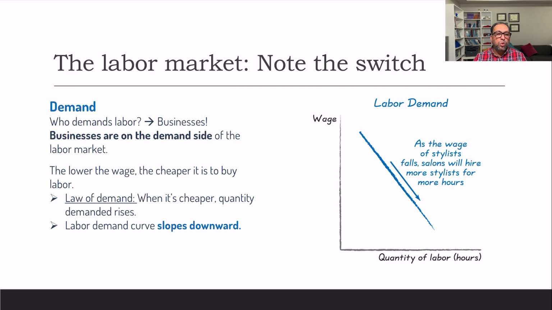Now the demand: who is demanding that labor? The employer or the business. Businesses are on the demand side of the labor market, and the lower the wage, the cheaper it is to buy labor. So law of demand: when it is cheaper, quantity demanded rises. When labor is at a higher wage, it is going to be less demanded, and that's why the demand curve, like a normal demand curve, is downward sloping. So we see here as well that it is downward sloping.